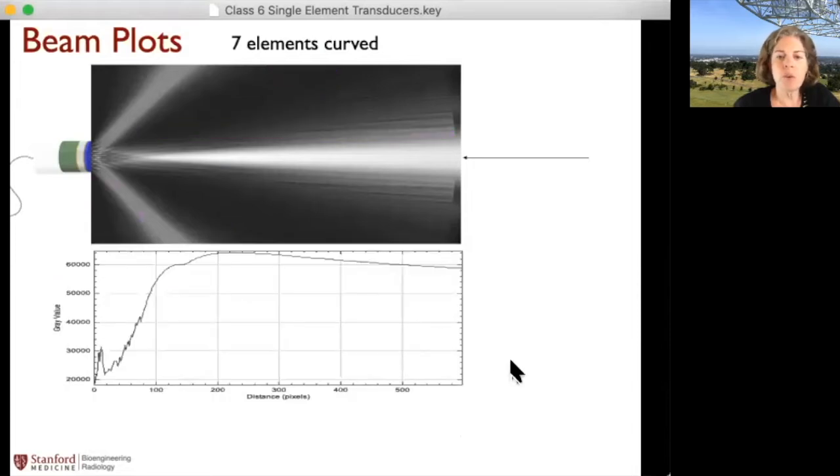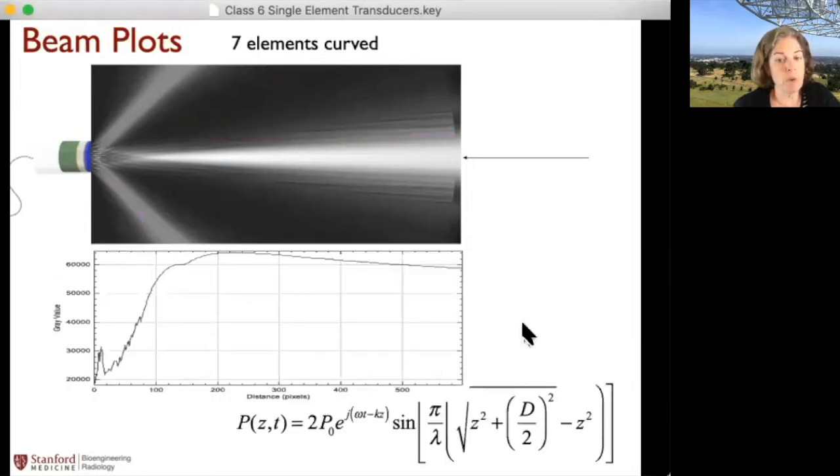You can also come up with an equation for that pressure along the axis. It looks something like this. This beginning part is something that you might recognize as the original pressure, and then the equation for the sinusoid. And then there's another component right here, which is just describing how the pressure comes up and then falls down again.